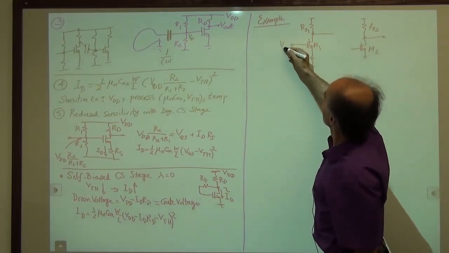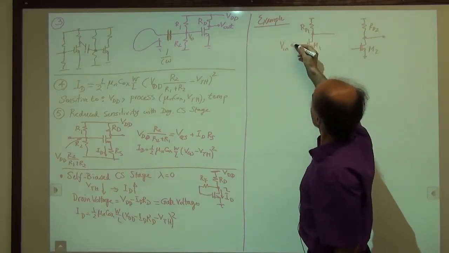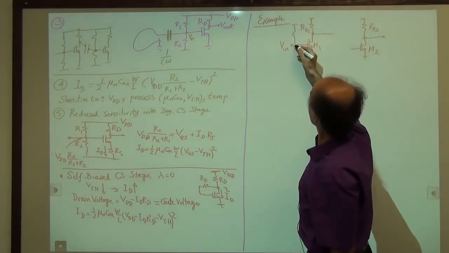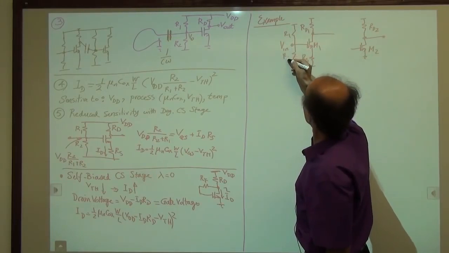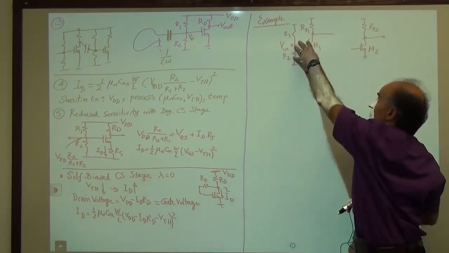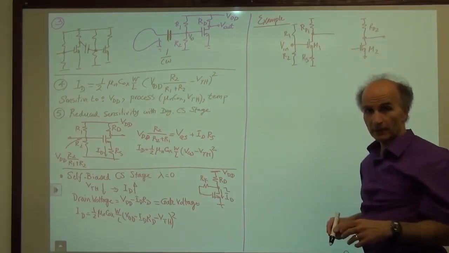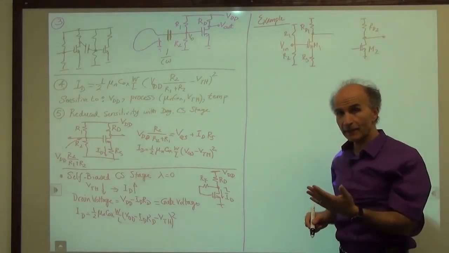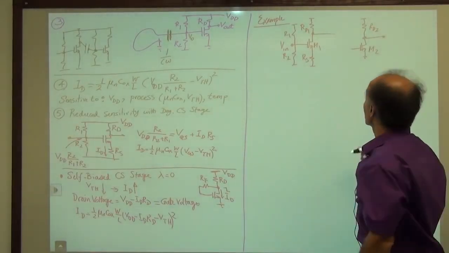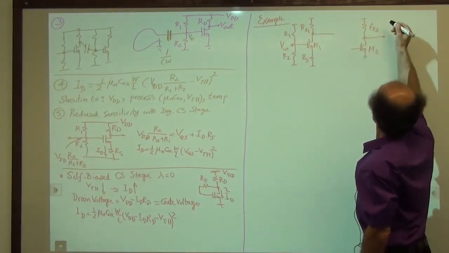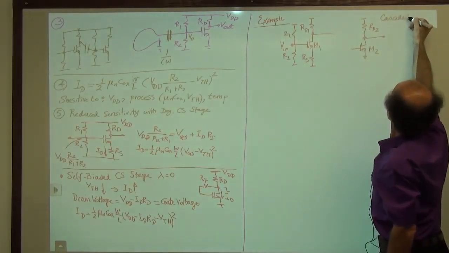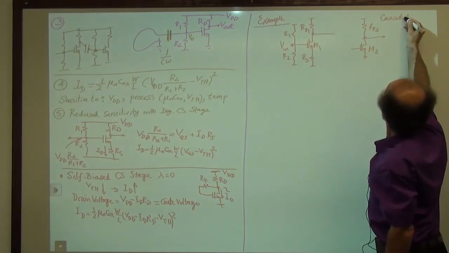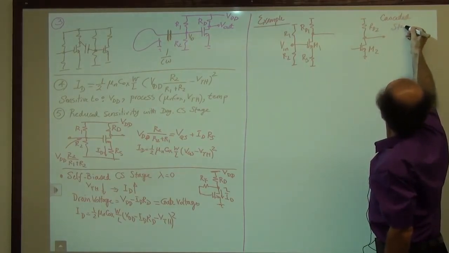and for example, for this guy we have the usual biasing. That's okay, R1 and R2. And I would like to attach these two stages. I would like to cascade two stages. So that's what we call cascaded amplifiers. Cascaded stages.